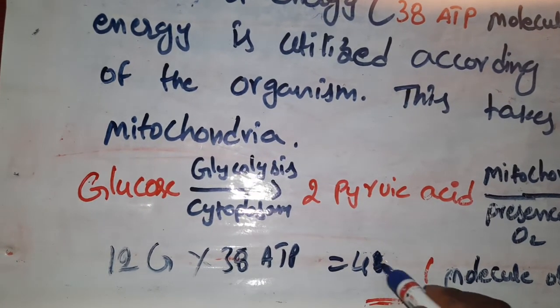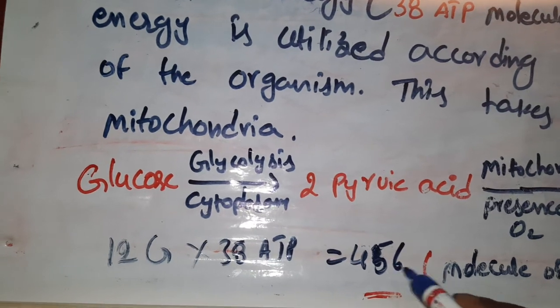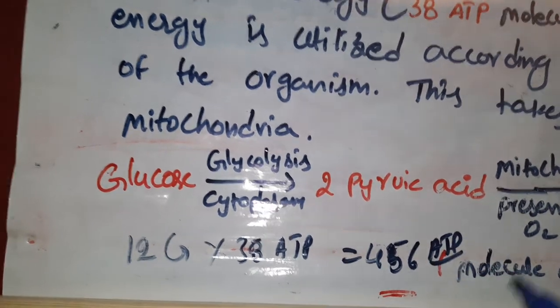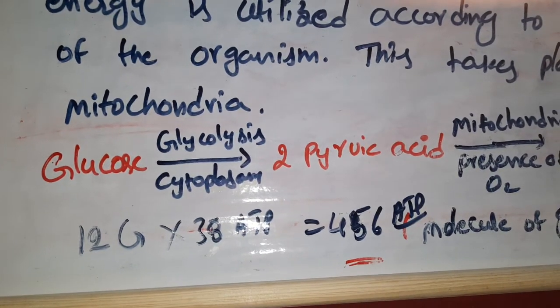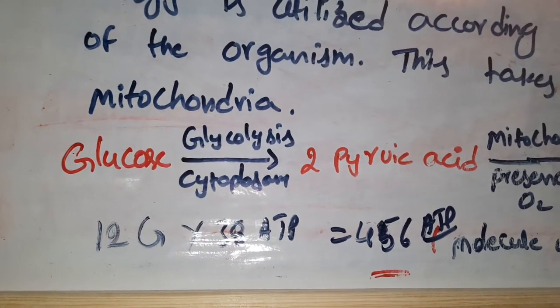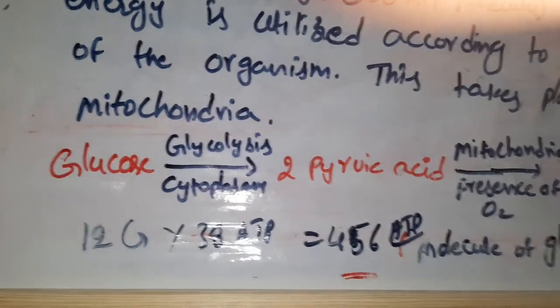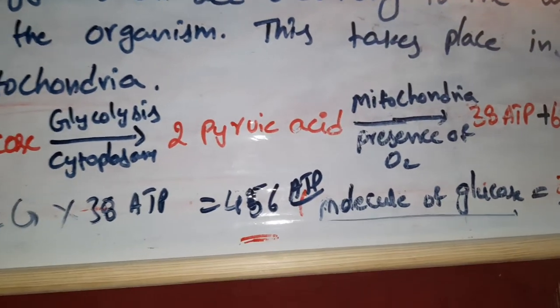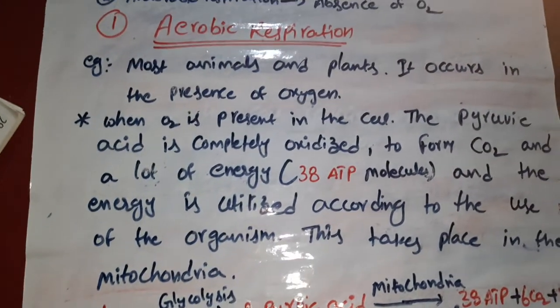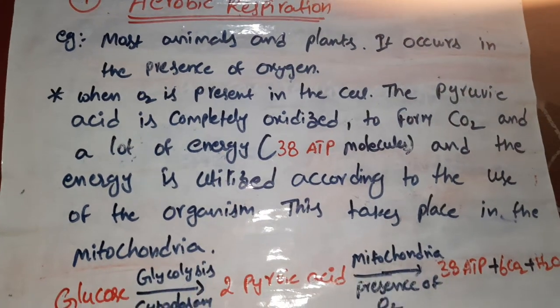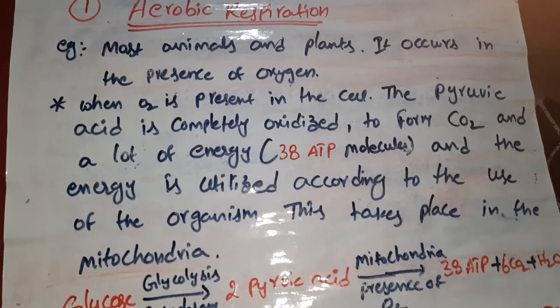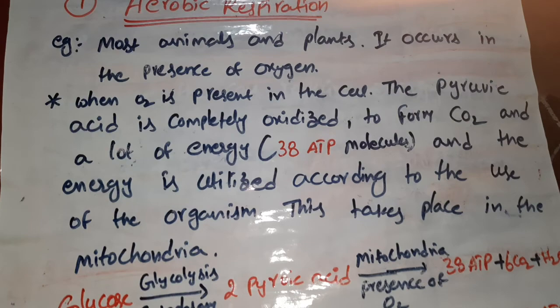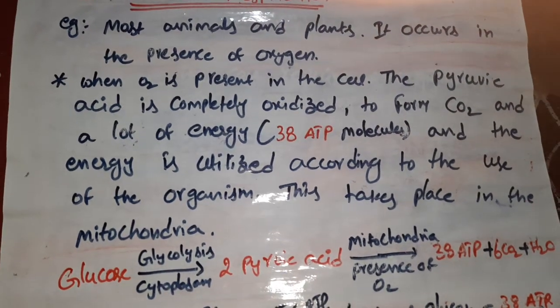So 456 ATPs. 456 ATP molecules are produced, right? So every one molecule of glucose equals 38 ATPs. So this is aerobic respiration. The next topic is anaerobic respiration. I hope you understand.